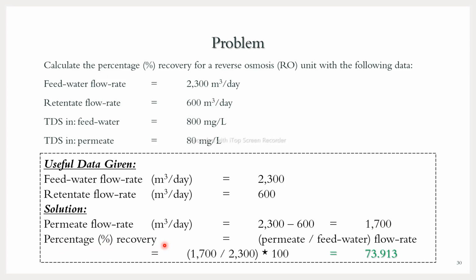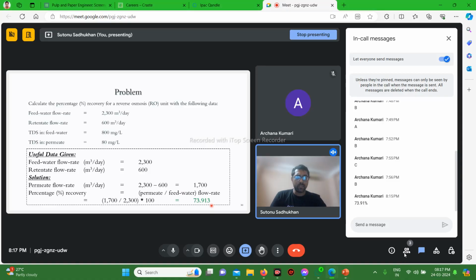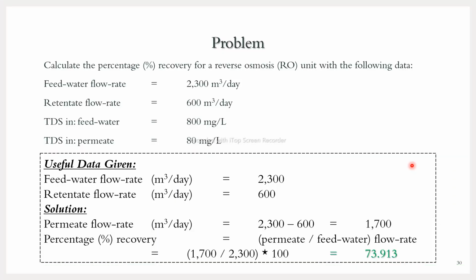So the percentage recovery will be permeate flow rate, that is 1700, divided by the feed water flow rate. This is the fraction and percentage means times 100. So 1700 divided by 2300 times 100 equals 73.913, approximately 74%. You have answered it correctly. So what is the case?